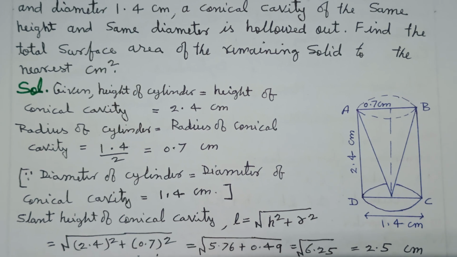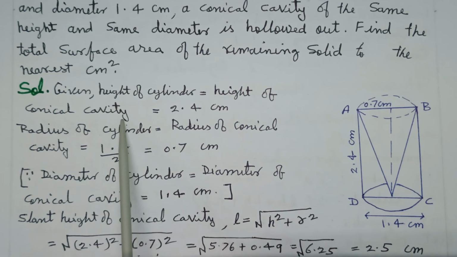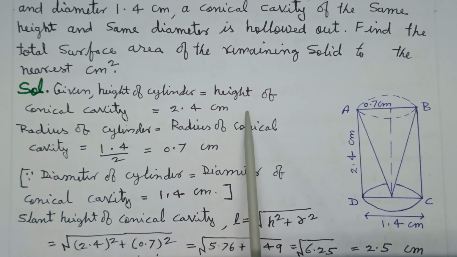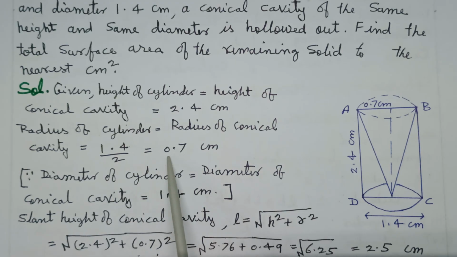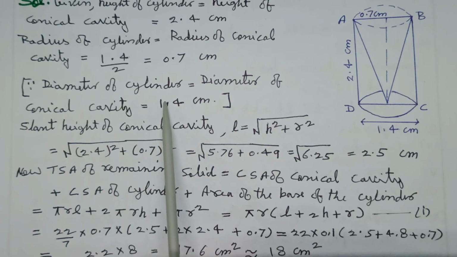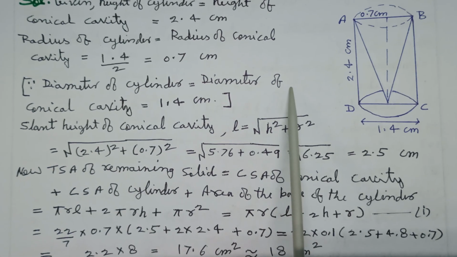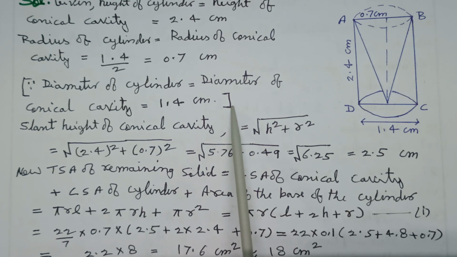So solution: given height of cylinder is equal to height of the conical cavity is equal to 2.4 centimeter. Radius of cylinder is equal to radius of conical cavity is equal to 1.4 by 2 is equal to 0.7 centimeter. Because diameter of the cylinder is equal to diameter of the conical cavity is equal to 1.4 centimeter.